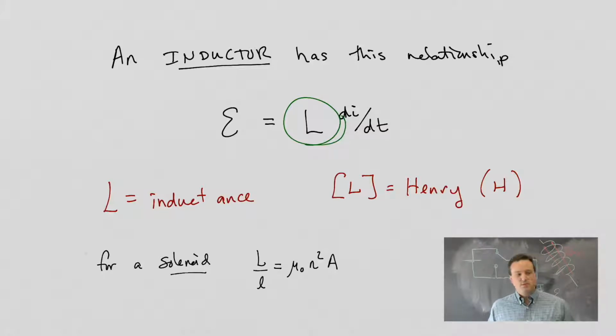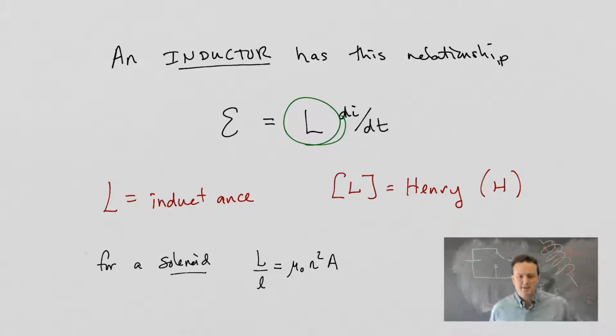And of course, as we derived it for a solenoid, the inductance of an ideal solenoid is actually best measured in inductance per unit length, because that changes the capital N to a little n. But for a solenoid, the inductance per unit length is given by a pretty simple mathematical expression.